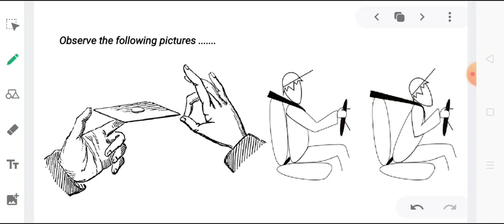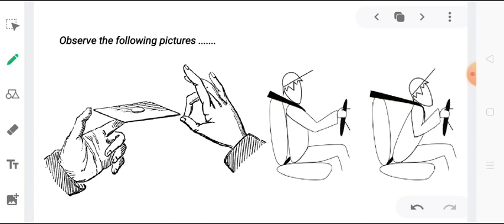You can see in the first picture, a man is trying to flip a cardboard on which a coin has been placed. What could be the observation? When the cardboard is flipped away, the coin kept over it would fall down. Now, why is it so? Why doesn't the coin move away with the cardboard?